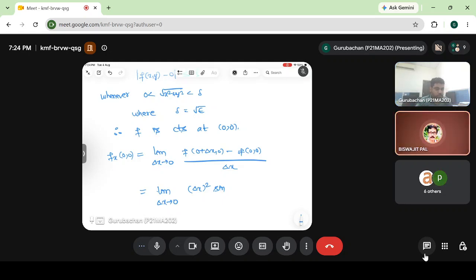Sir, x not equal to 0 or y not equal to 0. What does it mean? That means either x cannot be equal to 0 or y cannot be equal to 0. I'm not talking about simultaneously. Quickly calculate it.